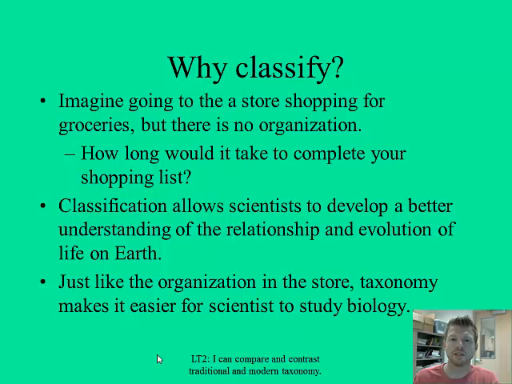So classification is a way for scientists to develop a better understanding of the relationships and evolution of life on Earth. Just like the organization in the store, taxonomy makes it easier for scientists to study biology. Simple as that. So it reduces some of the confusion, and scientists all over the world use a similar system, so it's easier for them to communicate regardless of location, language. They're able to understand what animals they're talking about.